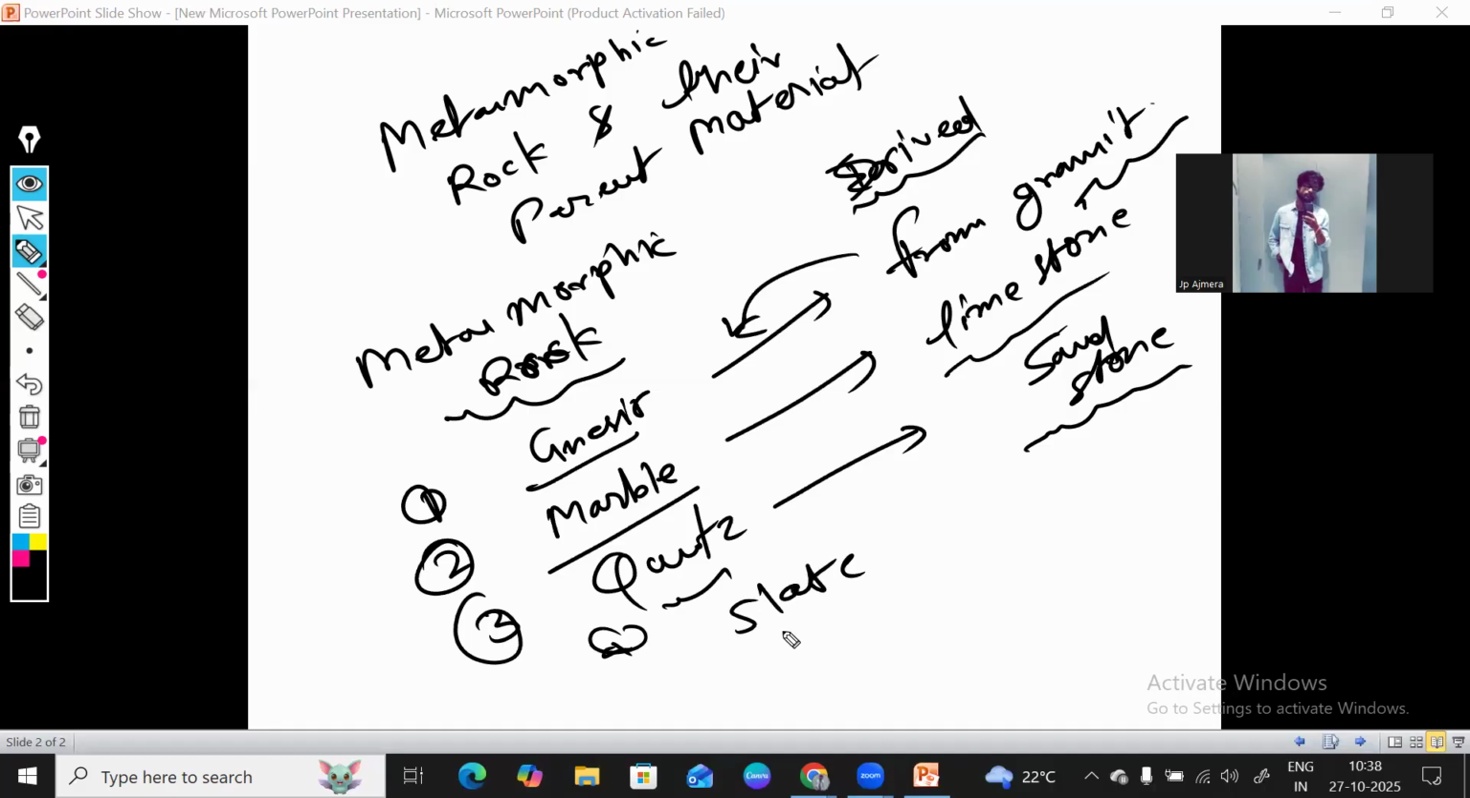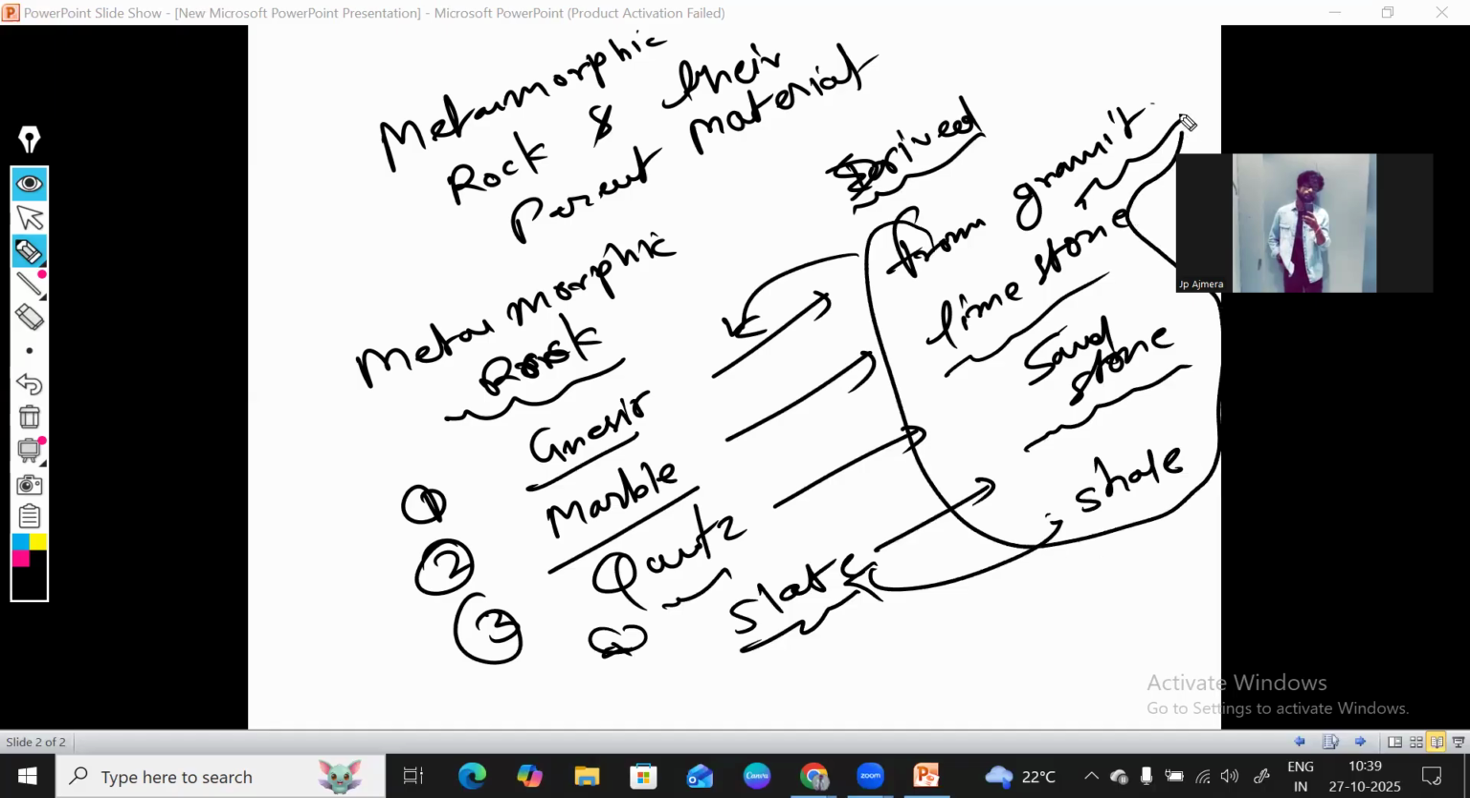Another rock example is slate. Slate is basically originated from shale. So first, gneiss originates from granite. The second, marble, originates from limestone. The third is quartz, made from sandstone, and the fourth is slate, made from shale. In these primary rocks, some environmental factors act and a new rock is formed, which is the metamorphic rock.